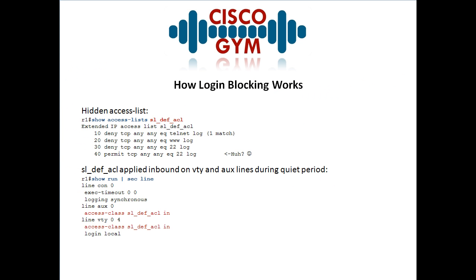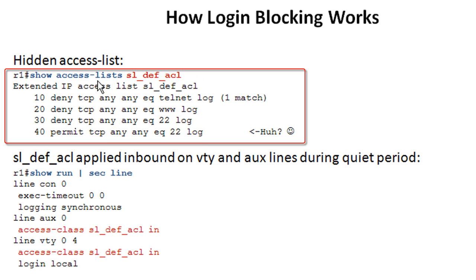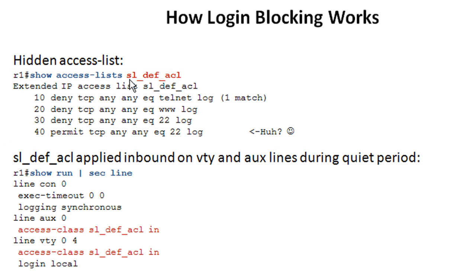How login blocking works. We're going to go ahead and take a peek behind the IOS curtain and see exactly what the router is doing when it's invoking login blocking. Once you've configured the login block-for command, the router is actually going to create an access list, and you won't be able to see it in the show running-config. But if you do a show access-list, or in this case I specified it directly with its name, it's going to have this access list that's SL_DEF_ACL, and we can see the logic behind this. It's saying, go ahead and deny any Telnet sessions, deny any HTTP sessions, deny any SSH, which is TCP port 22 sessions, and then create a log message every time that you do that.